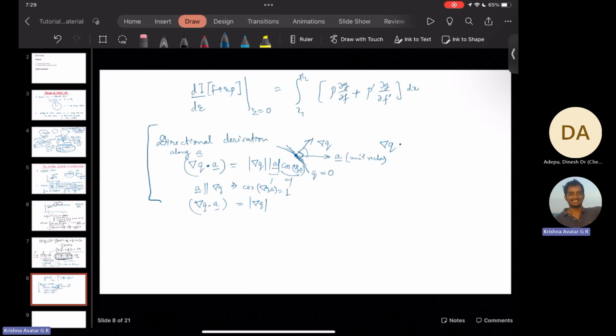This is the subtlety here. First we define the directional derivative, and then we are able to show why the gradient gives the maximum change in that quantity. I hope you are able to follow. Should I repeat any step? You followed every step, right? Yes.